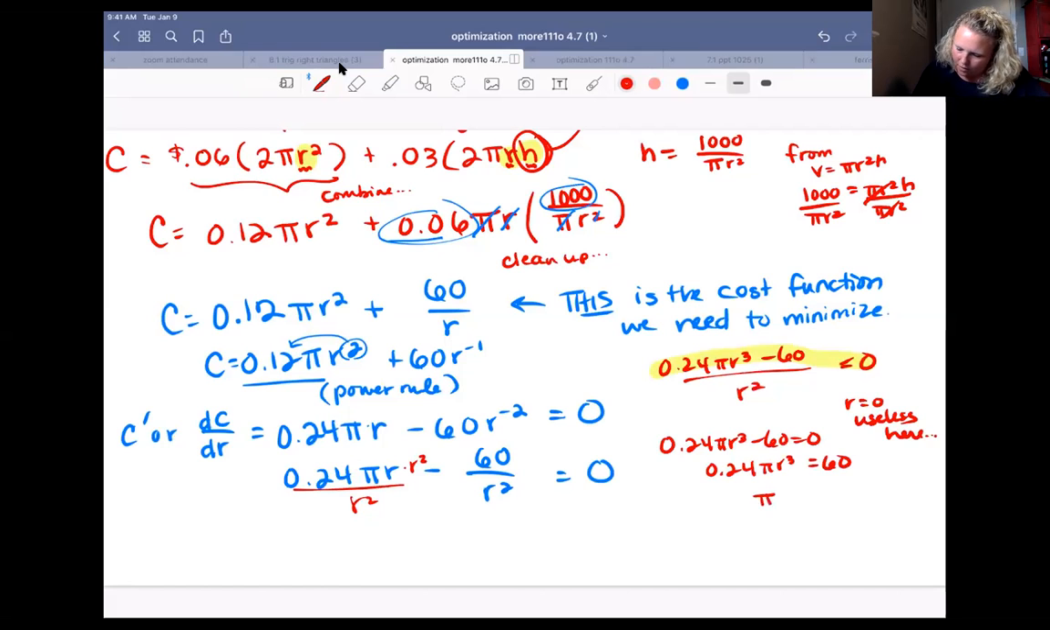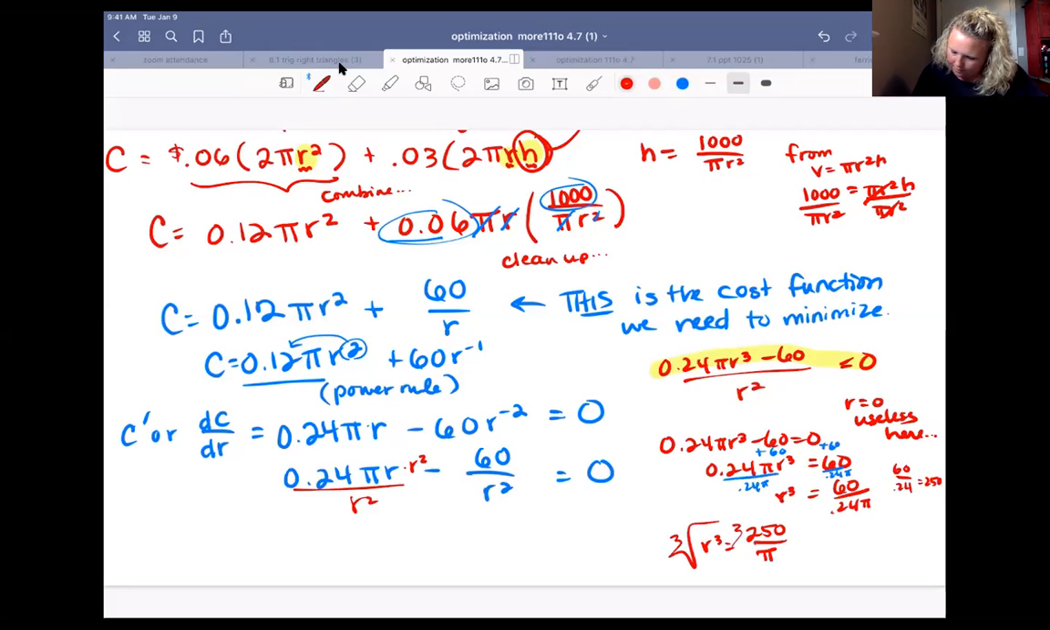divide the 0.24 pi, and then cube root it, right? Oh, I need to get rid of the pi, sorry. Divide that guy over. So again, I just added the 60, that says 60, divided the 0.24 pi, and now we have r cubed equals 60 divided by 0.24, which is 250, by the way. So we get r cubed is 250 over pi.